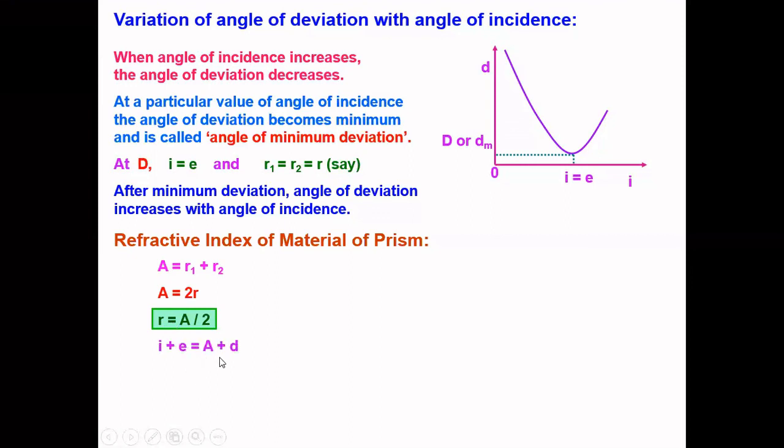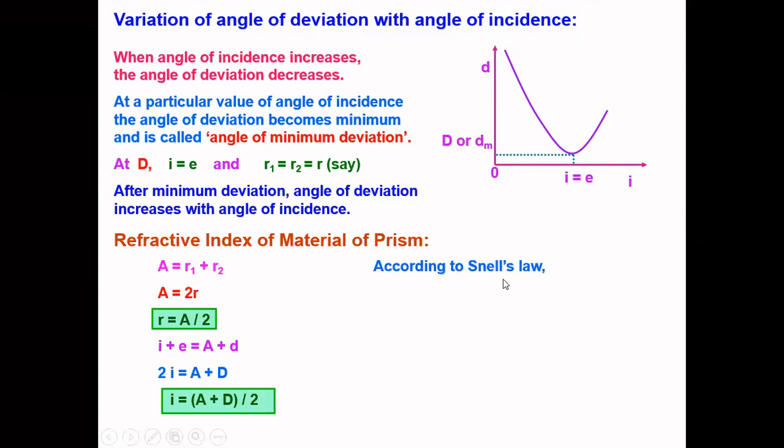So I plus E is equal to A plus D, we just derived it. In this, I and E both are equal. So I plus I, that means 2I, is equal to A plus D. So I is equal to A plus D by 2. R we got and A also we got for this.